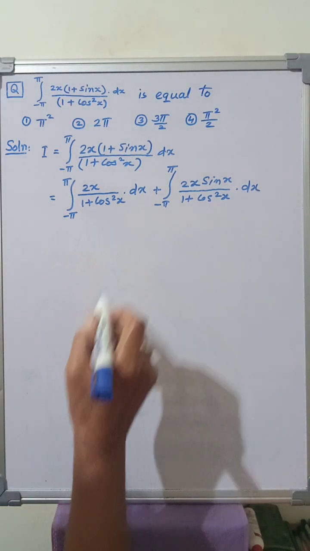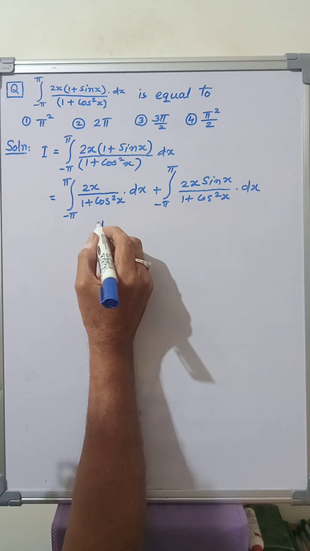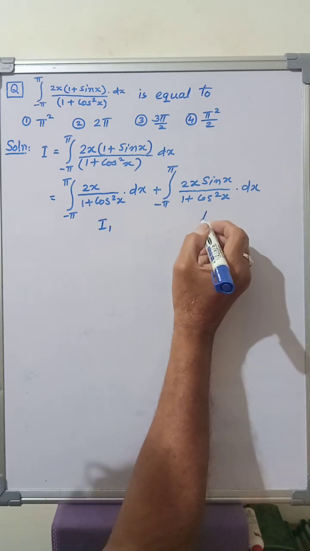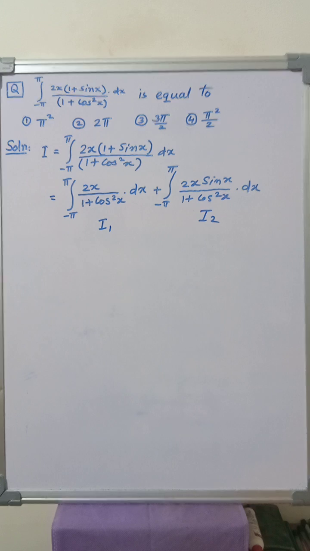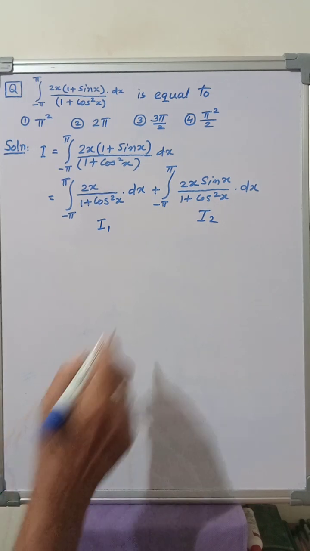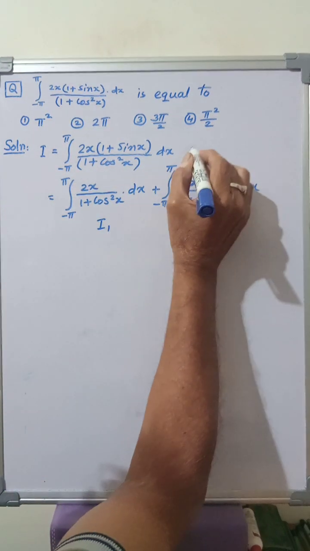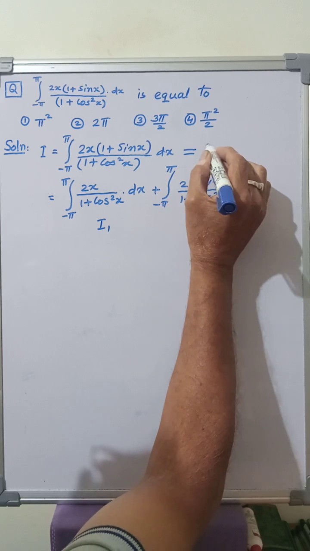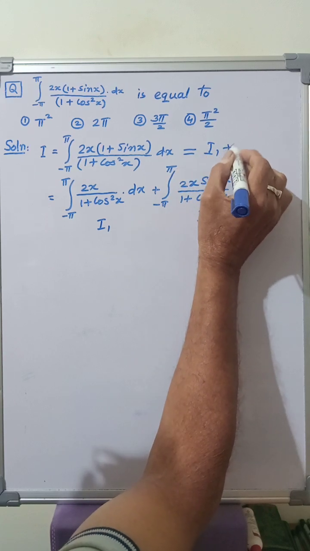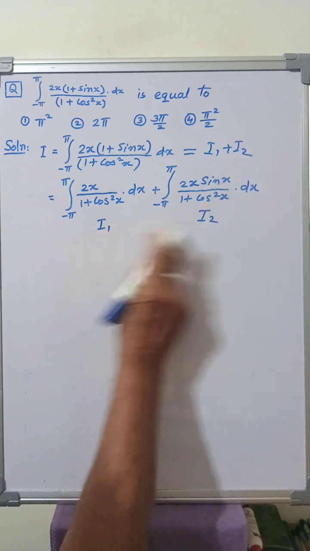Now let us designate the two integrals as I1 and I2. Therefore we can write I is equal to I1 plus I2.